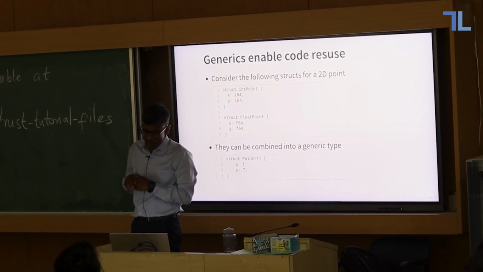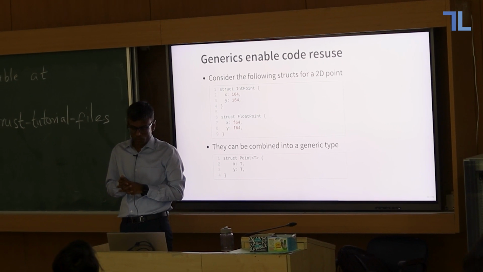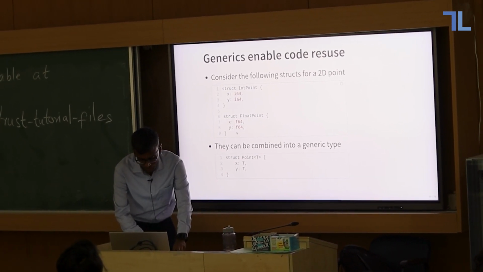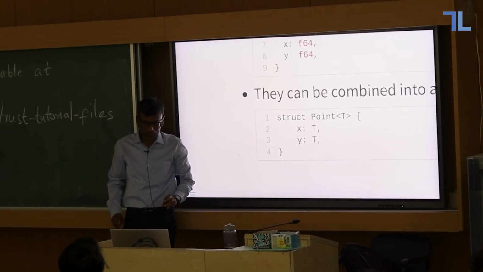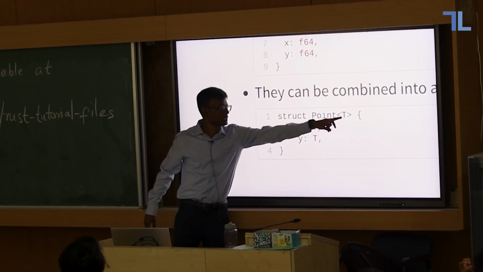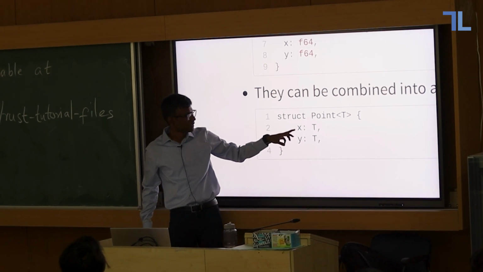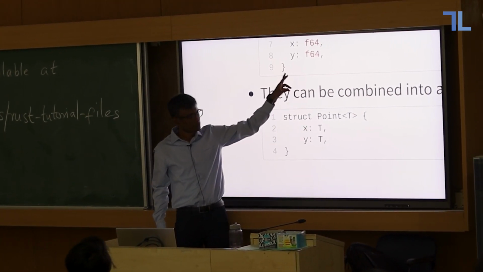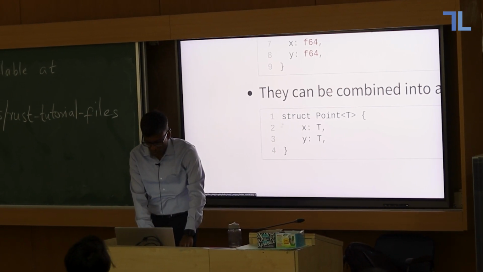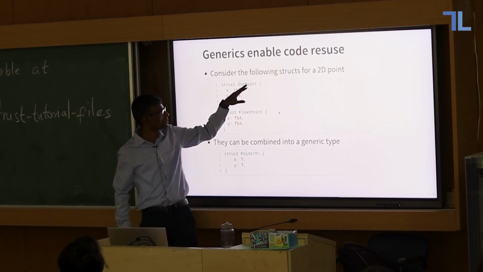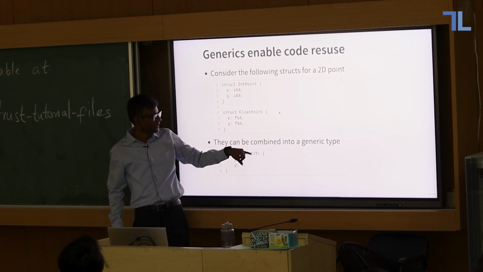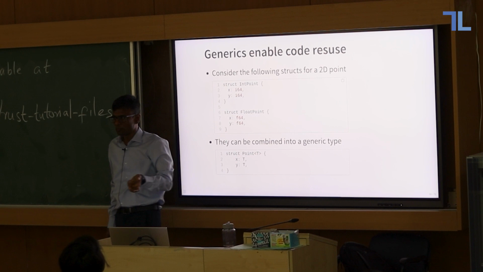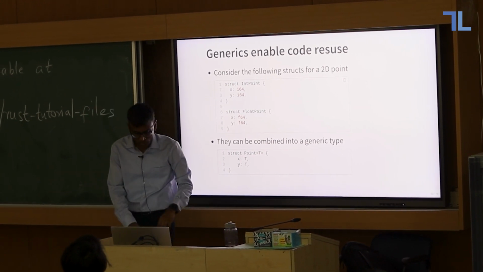So you can combine these points into a generic type. Here I have written a structure, but now that structure has a type parameter. The type parameter is t, and I'm saying that x and y are both of type t. So this type abstracts out the features of both int point and float point. If I initialize point with i64 instead of the type parameter t, it will be an int point, and otherwise it will be a float point.